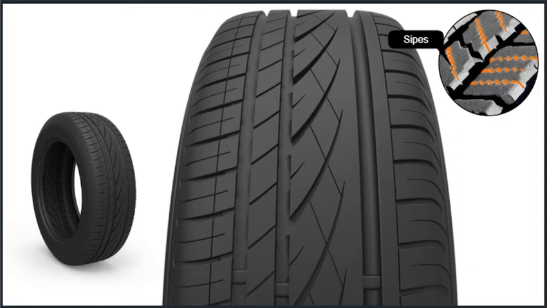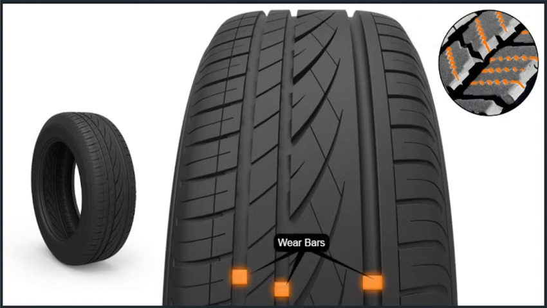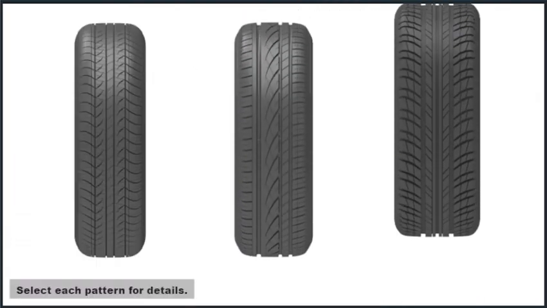Sipes are special slits within a tread block that open as the tire rolls into the contact patch, then close, breaking the water tension on the road surface and putting rubber in contact with the road to maintain adhesion, increasing wet and snow traction. Tire wear bars are located in the grooves. There are 3 major tread patterns. Select each pattern for details.